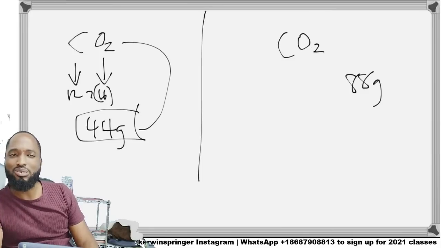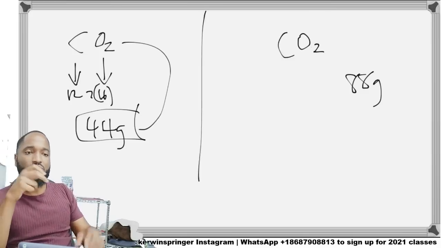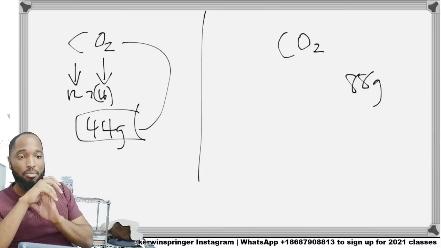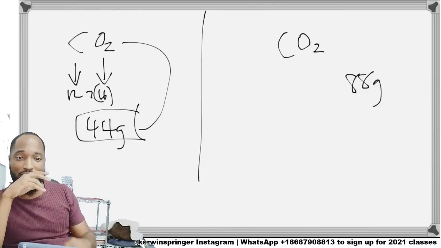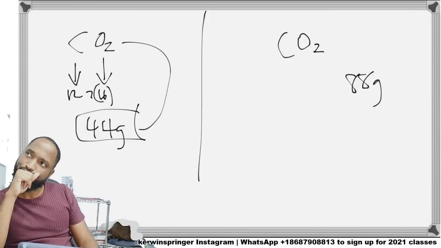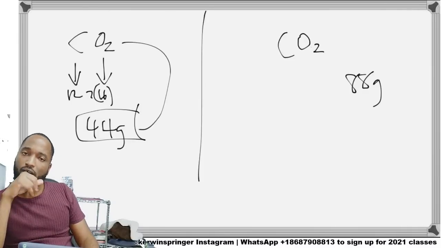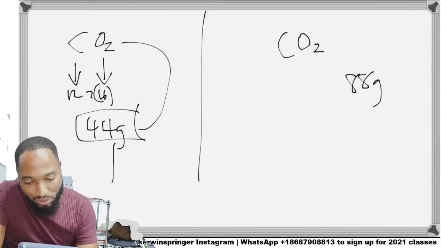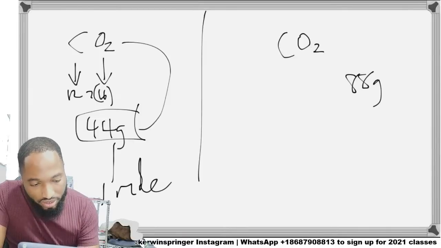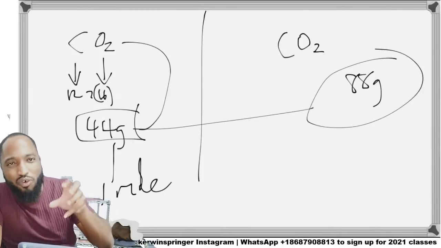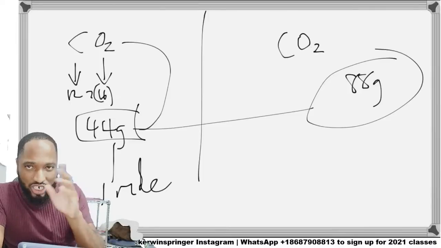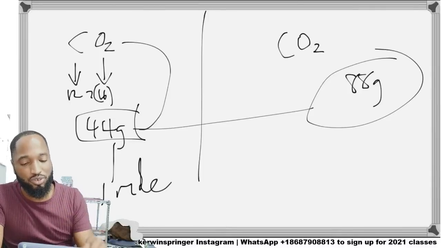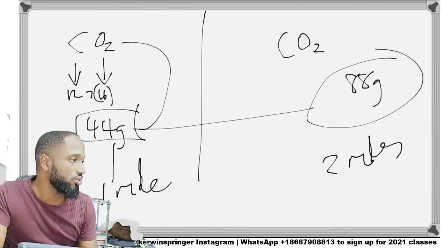Maybe it's some dry ice. So let's say I have 88 grams of carbon dioxide. How many moles would you expect? Well, if 44 grams is 1 mole, you don't really need to use the formula too much. If you understand maths and you have your chemistry, you know that this is 2 moles.